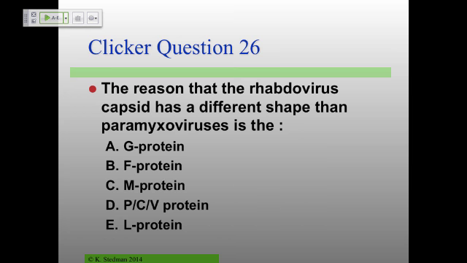So the reason that the rhabdovirus capsid has a different shape than paramyxoviruses is the G, F, M, P, C, V, or L protein.